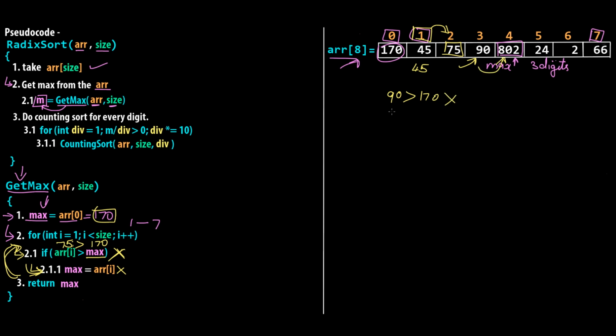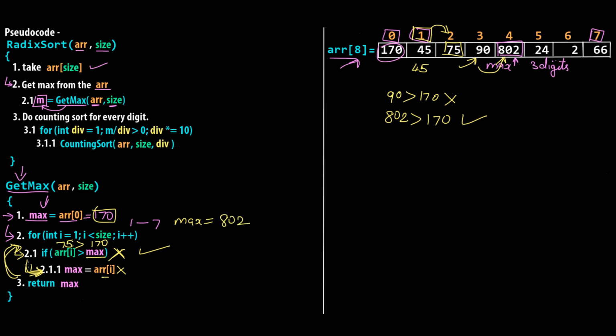Now we have 802. Is 802 greater than 170? Yes. So now this if condition has become true, and we will go inside this and we are saying max is equal to ARR of I. So the new max value will be 802.